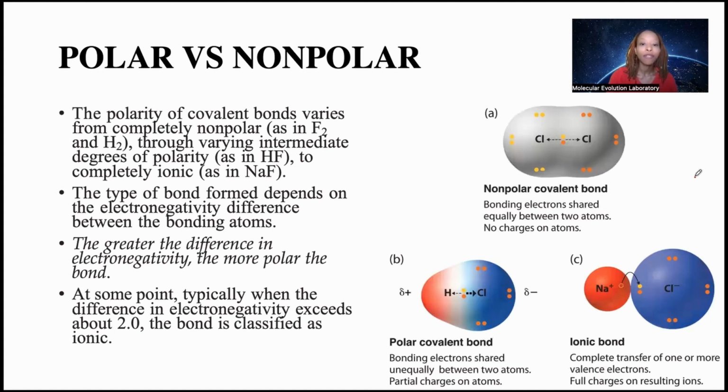The type of bond formed depends on the electronegativity difference between bonding atoms. The greater the difference in electronegativity, the more polar the bond. The polarity is highly dependent on the electronegativity difference. At some point, typically when the difference in electronegativity exceeds 2.0, the bond is classified as ionic.